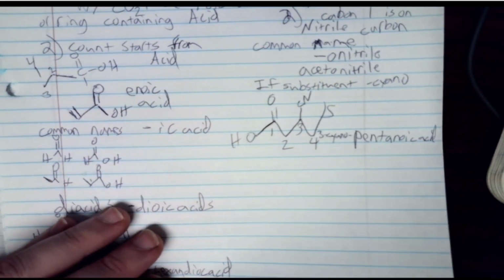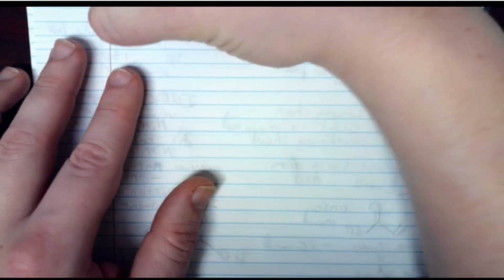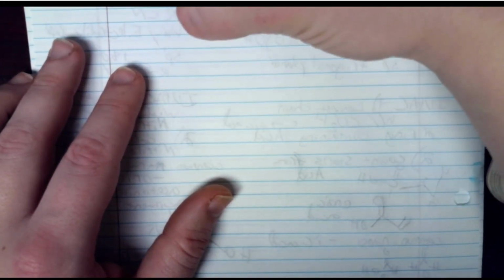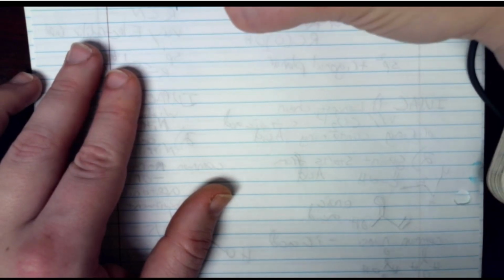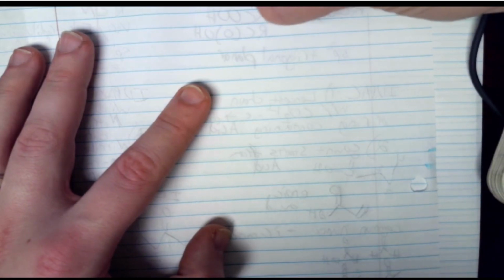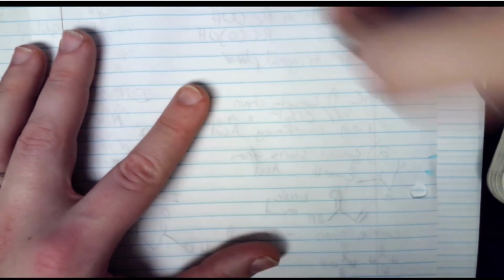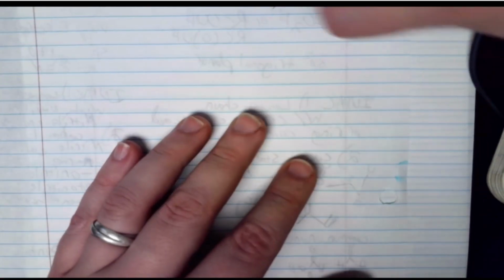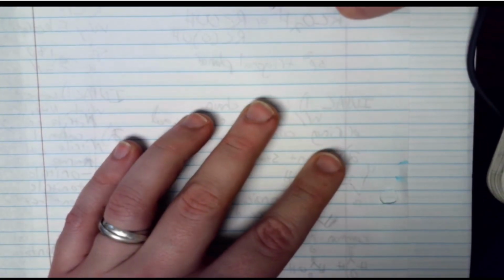Now, some more properties of these guys. With carboxylic acids, I'm going to just abbreviate these guys as CA. These guys have very strong dipole interactions, as well as hydrogen bonds, because remember, you need the OH and another O. See, these guys will often exist as dimers in solution.